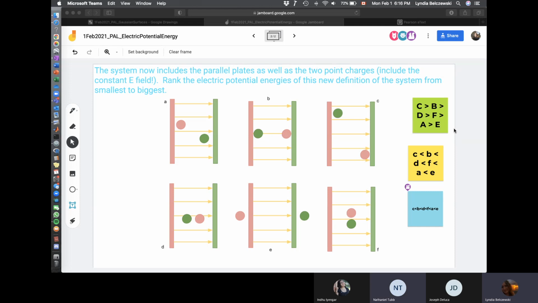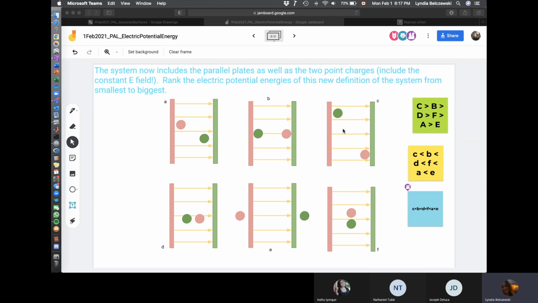Yeah, I got my signs backwards there, I think. Okay, so we all agree that C has the smallest amount of potential energy then? I think so. I think that's what we've seen here. Okay. So let's take a look at this then.